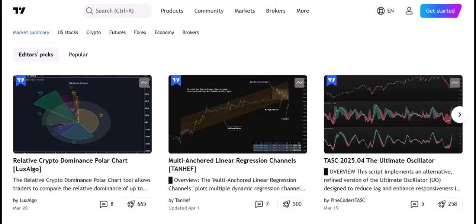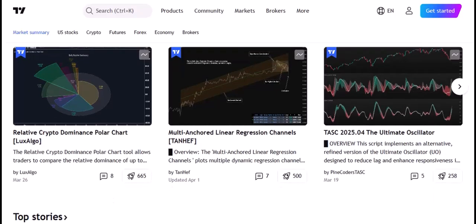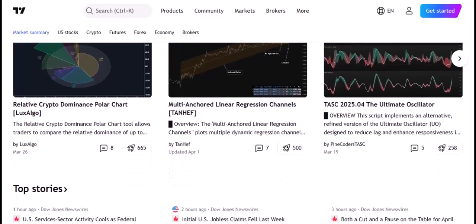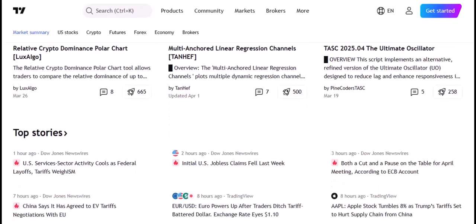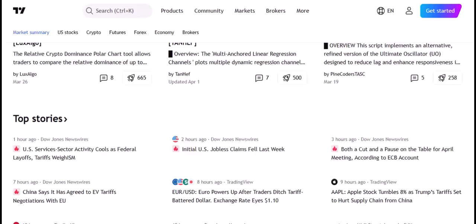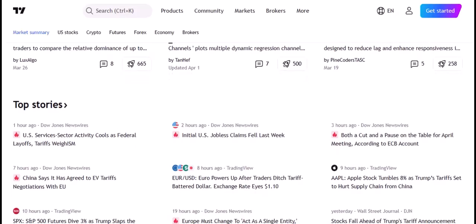If you're a new trader looking for an intuitive platform to learn charting, explore different asset classes, and visually review price action, TradingView is an excellent starting point. Its social features and vast indicator library are incredibly valuable for education and community engagement.